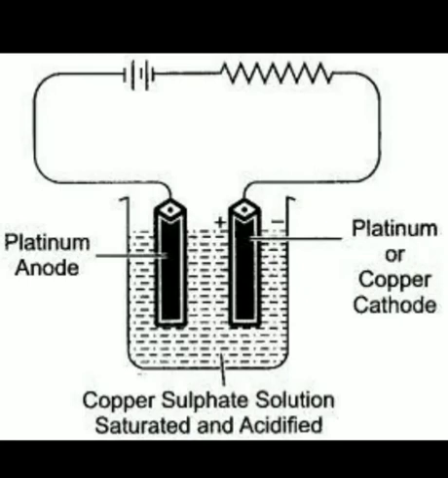And what is the electrolyte? Electrolyte is aqueous solution of copper sulfate. That means CuSO4 plus water. So what ions dissociate? You know that copper sulfate dissociates into Cu2 plus and SO4 2 minus, and water dissociates into H plus and OH minus. So here two positive ions and two negative ions are formed.